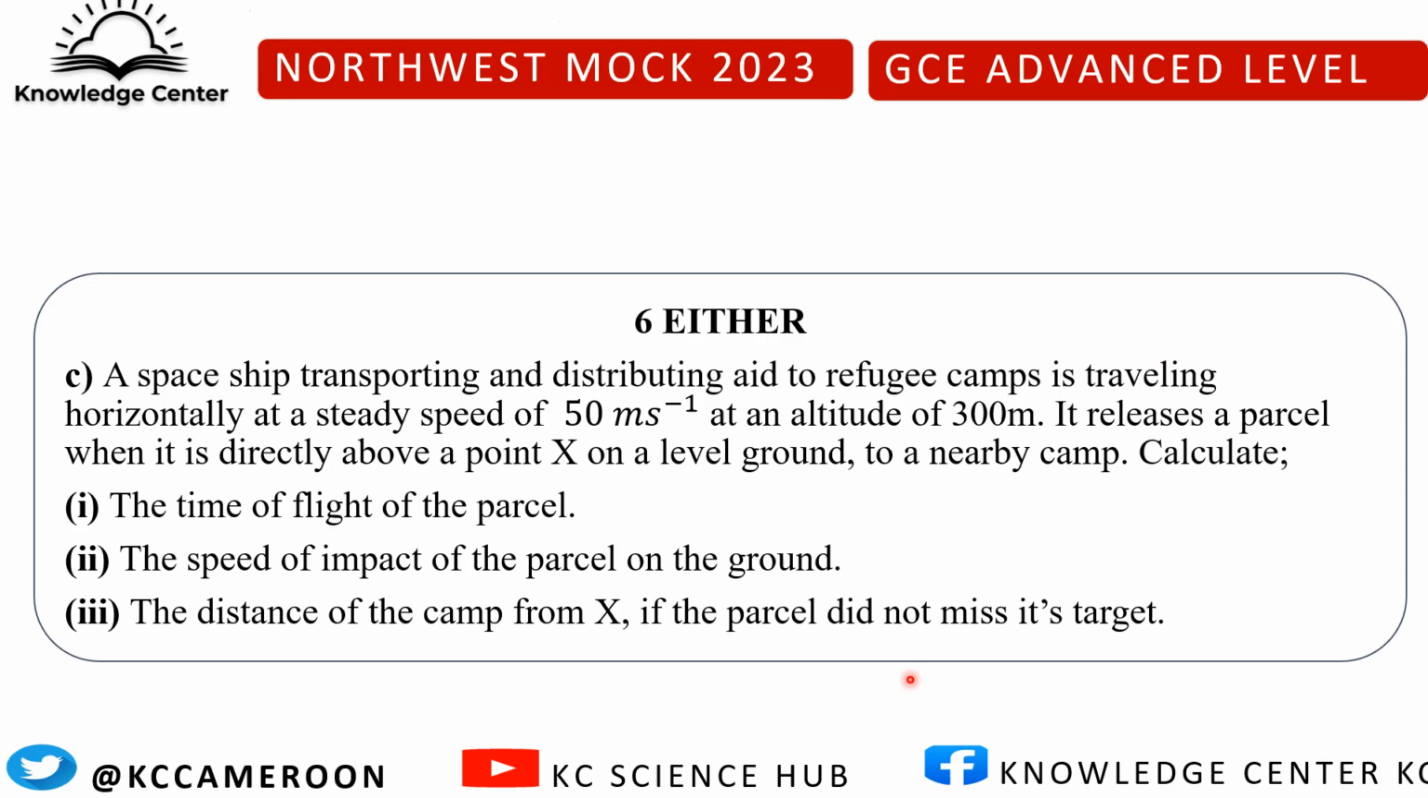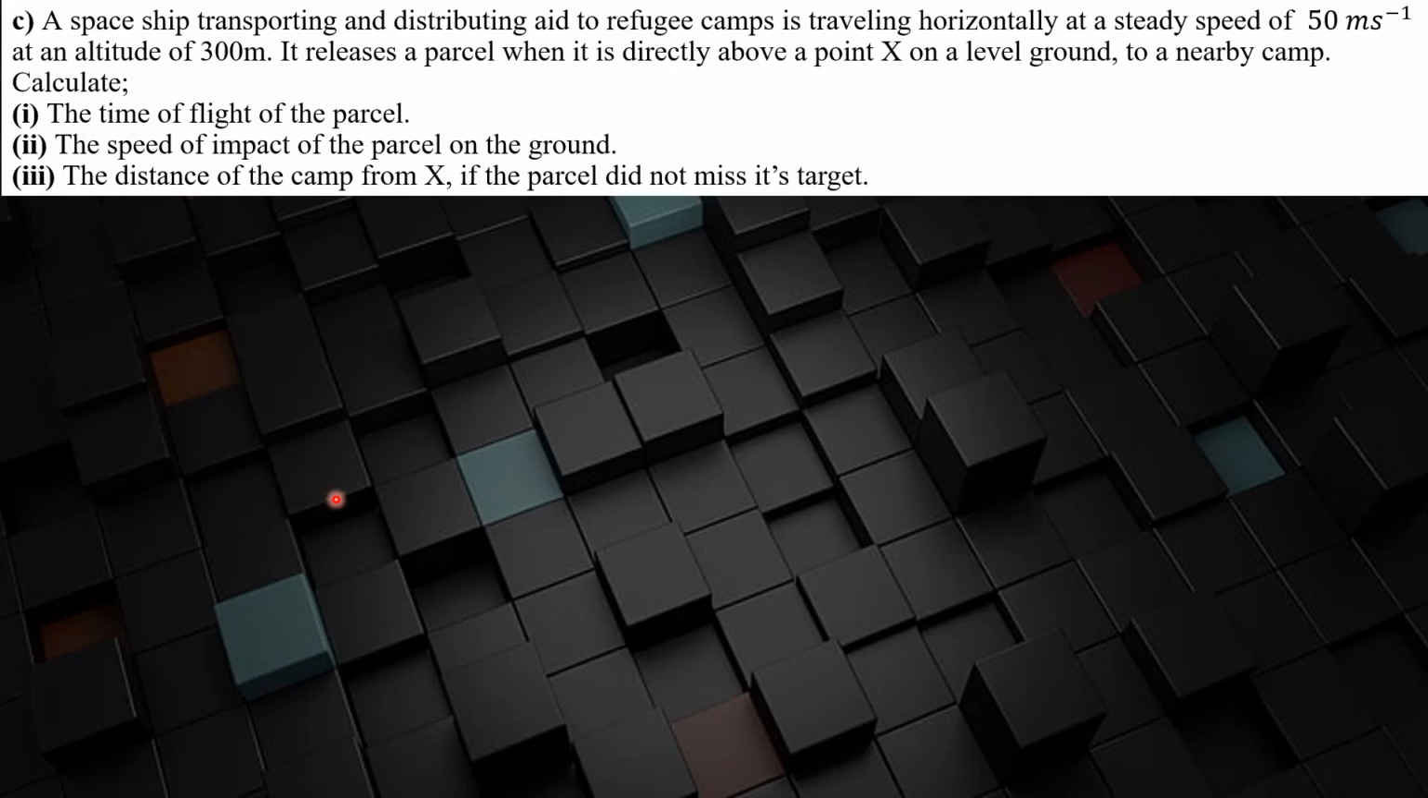Let's go over to C part. So again, this is a C part. It's an interesting problem on projectiles. Pause it, check it out, and see what we've done. So a spaceship is transporting and distributing aid to refugee camps. It's traveling horizontally at the speed of that, at an altitude of that. It releases a parcel when it is directly above a point X on the level ground to a nearby camp. Calculate the time of flight of the parcel. Okay, that's an easy problem.